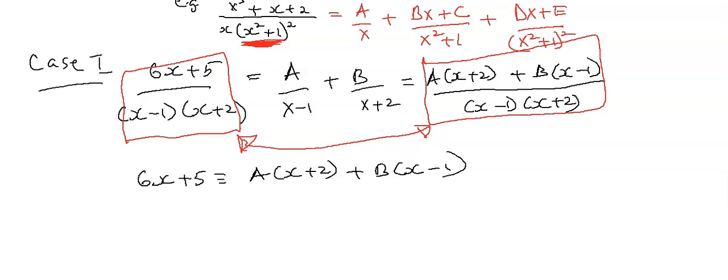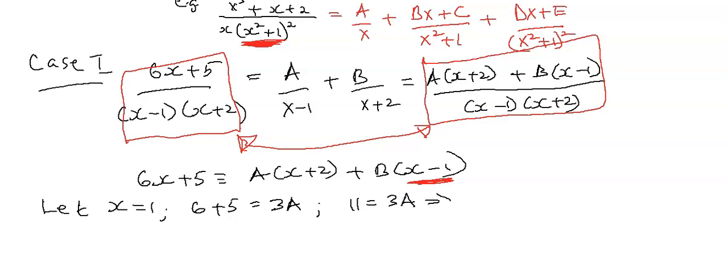So now we can do this. We can let x be 1. If we let x be 1, you will find that x minus 1 will be 1 minus 1, which is 0, and therefore 0 times B will make B vanish. So if we let x be 1, then we shall have 6 plus 5 equals 3A, because 1 plus 2 is 3. Therefore we have 11 equals 3A, which means that A is 11 over 3.